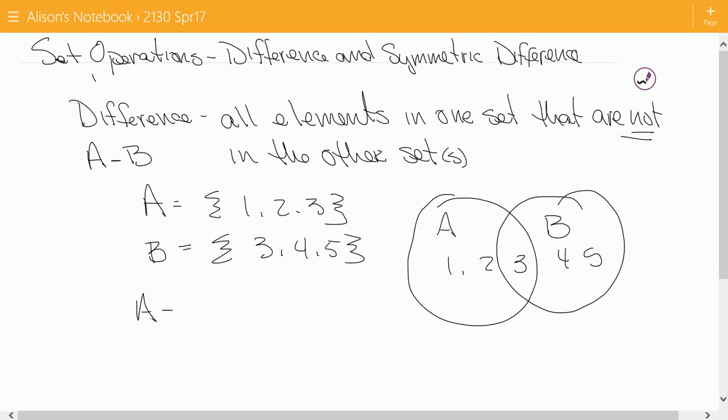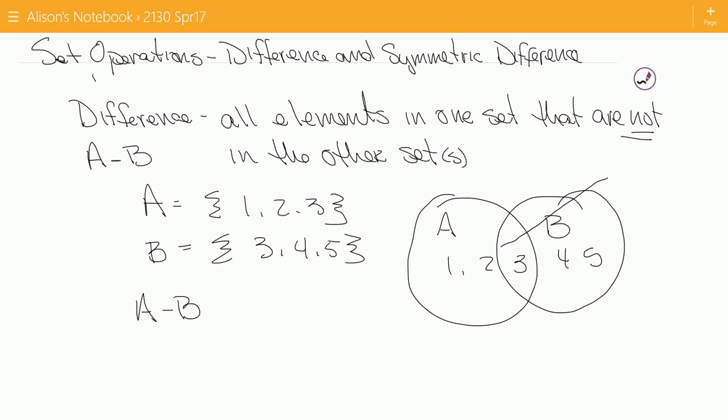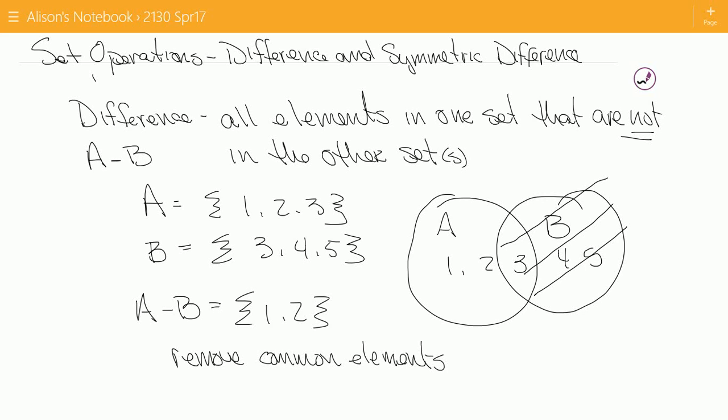And so we would find out that A minus B is going to take all of the elements that are in set A and remove anything that is in set B. Well, I'm going to remove the common elements, and that is 3. And so we're going to end up with 1 and 2 because I start with set A and I remove common elements.